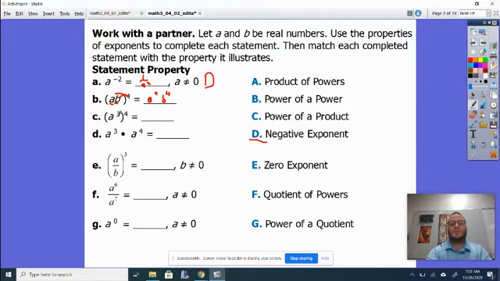Next one, we have the power rule. We have a power to a power, so we're going to multiply. We're going to get 3 times 4, which is 12. We have the product rule here: 3 plus 4 because of this multiplication. So we get 7.